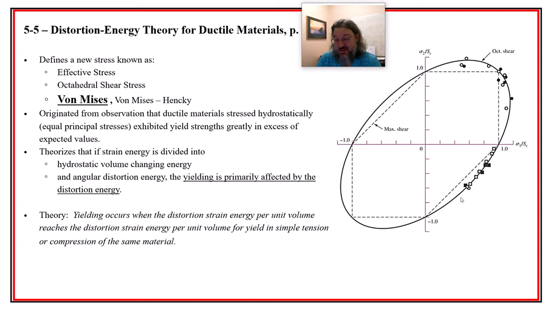Remember, these are all things that failed. These are different materials, and these indicate failure. So there are some that are on the inside. What we're going to find out is that von Mises is very accurate right here, but it's not as cautious as maximum shear stress theory.